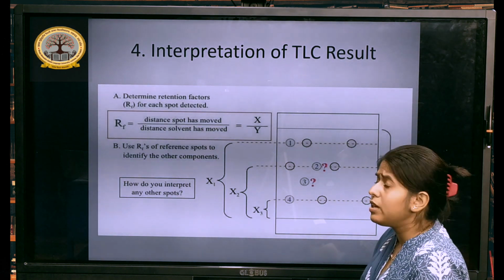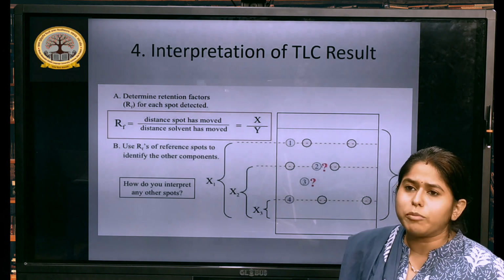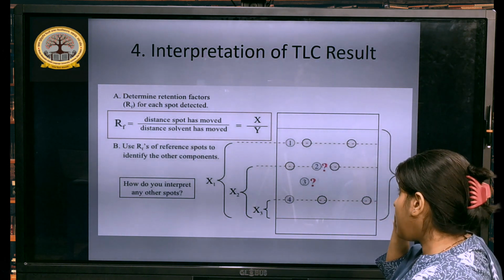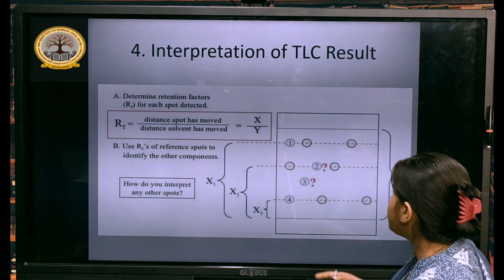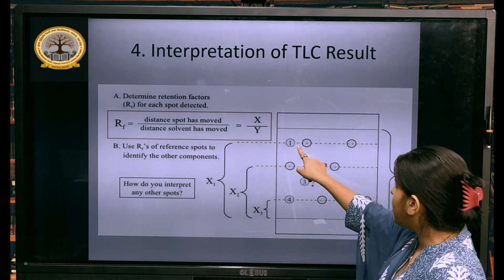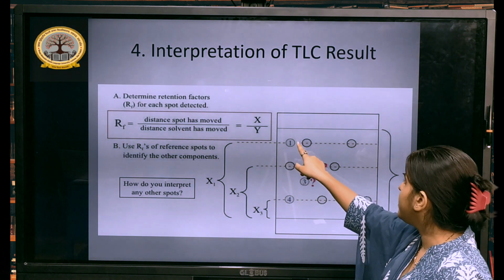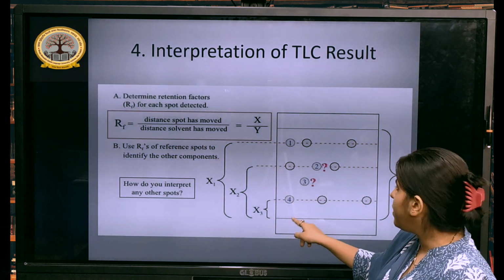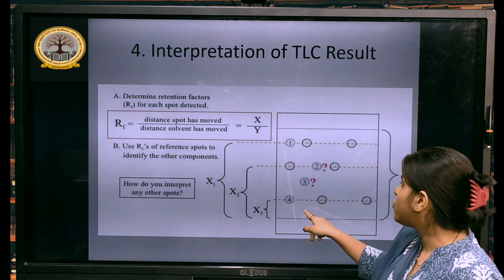And the fourth part: we have run the chromatography, but we want to interpret the results, what we have achieved. So how can we interpret our results? This is the TLC plate I was running. These are the different components that we have separated, that is 1, 2, 3 and 4. 1 and 4 are from one sample, 2 is from a different sample and 3 is from another sample.